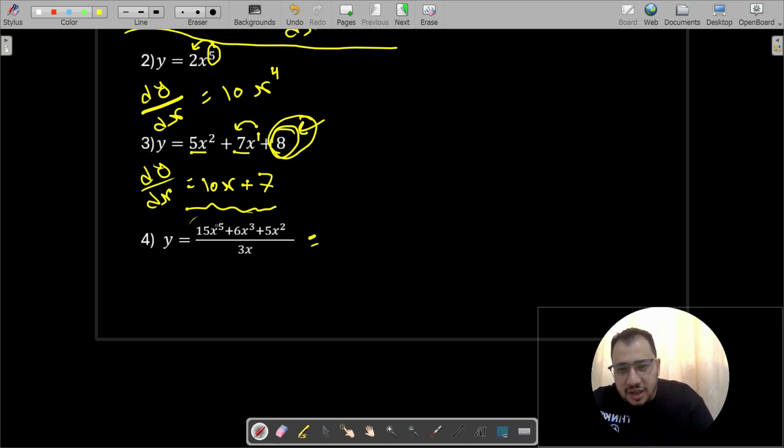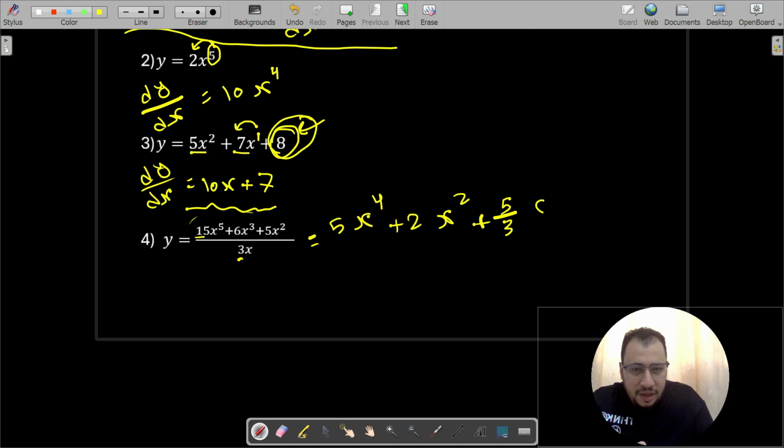So here 15x to the power of 5 divided by 3x: 15 divided by 3 is 5, and x to the power of 5 divided by x, you subtract the power, so it's going to be x to the power of 4. 6 divided by 3 is 2. x to the power of 3 divided by x is going to be x to the power of 2. Plus 5 over 3, it's just 5 over 3, and then x to the power of 2 divided by x is going to be x. We are not done. Actually, this is the question, but in a different form.